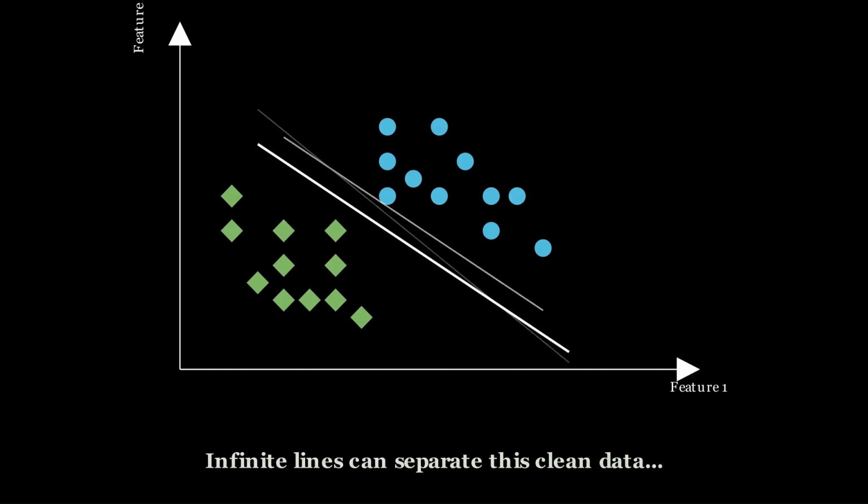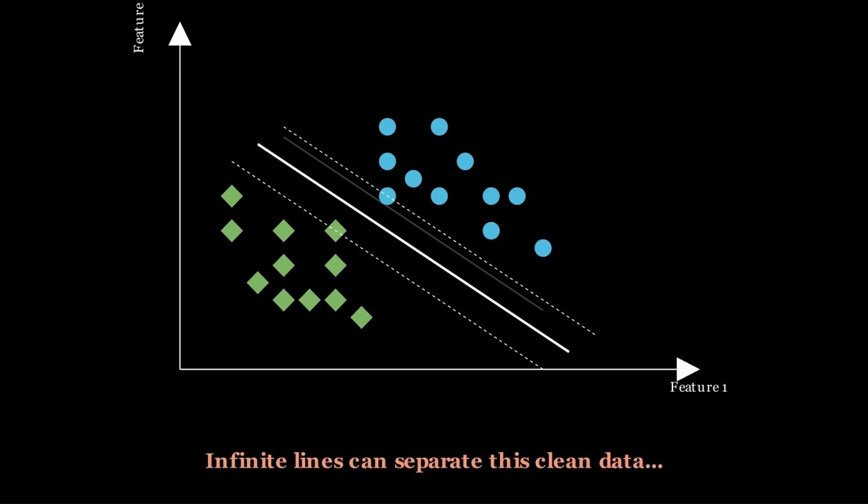Here's where SVM thinks differently. It doesn't just look for a separating boundary. It looks for the widest possible empty corridor between the classes. A corridor where no training points exist. The wider this corridor becomes, the more space we have before anything goes wrong. And that extra space turns out to be extremely valuable because real-world data is never perfectly clean.